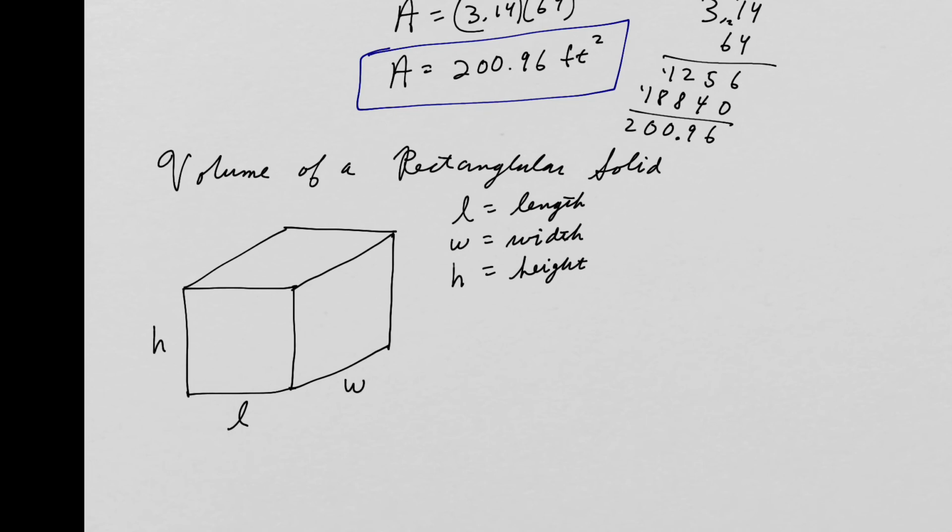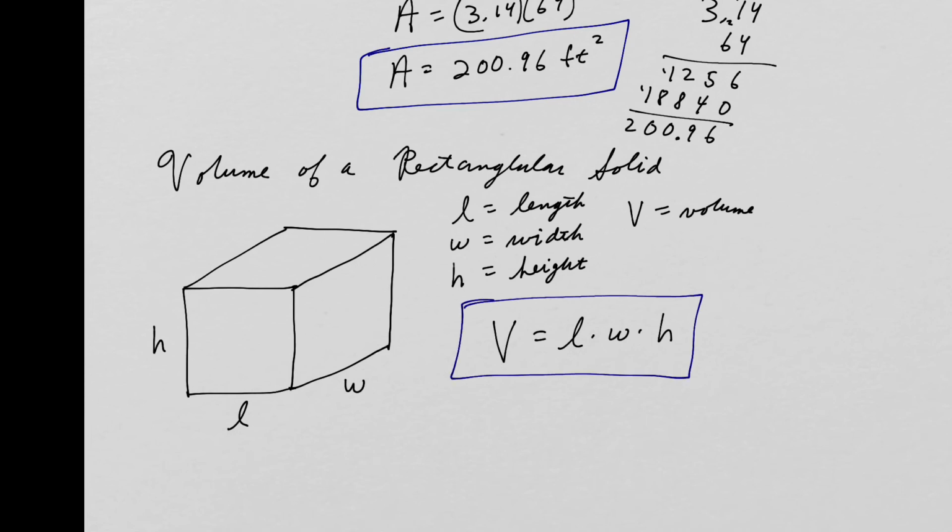is the height. So the volume, which I'll call V, of a rectangular solid, of a box, is simply going to be the length times the width times the height. You just multiply those three together, and that will give you the volume of that box. Right? And that's the only geometric object we're going to talk about when we're dealing with volume.